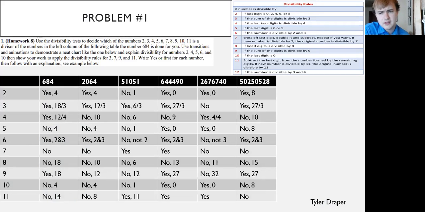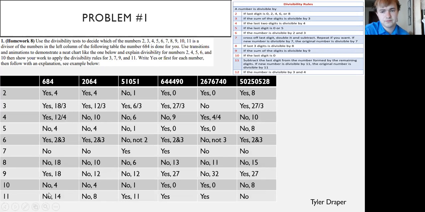Number 9, we add up all the digits. 6 plus 8 plus 4 is 18. We know that that is divisible by 9 because 9 goes into 18 twice, so it is. That's a yes. 10, no. 10 is very simple. If the number ends in 0, then it will be divisible by 10.